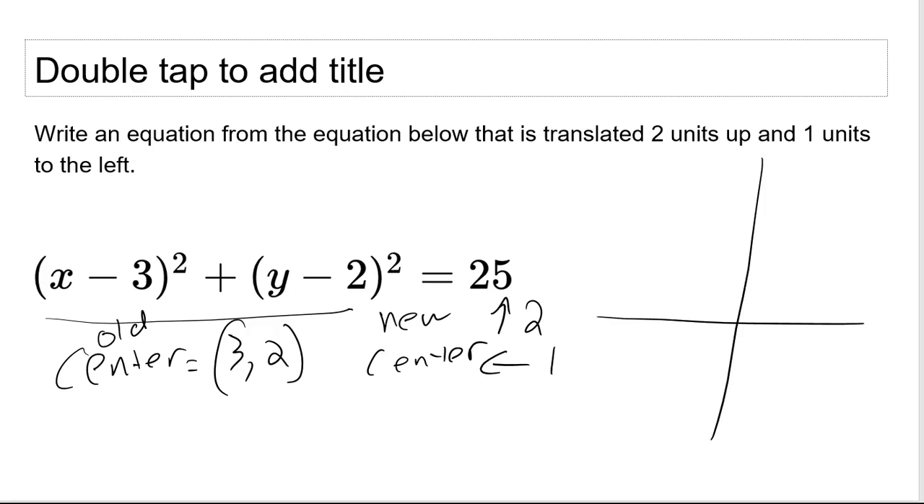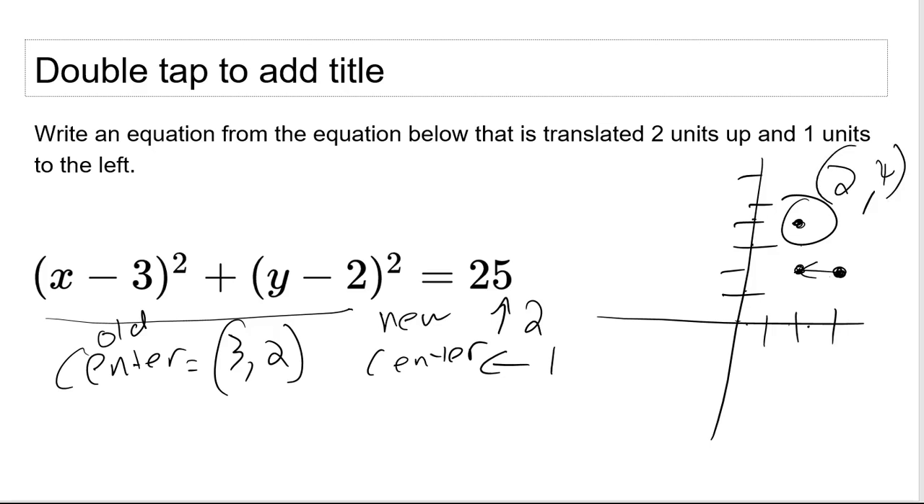So one way to do this, I would go 1, 2, 3, 1, 2. So my point should be roughly right there. My new one's going to be left 1, so it's going to be right here. And I'm going to go up 2, so it'll be 1, 2. So right about here. So this is my new point. So if I go 1, 2, it'll be 2, 1, 2, 3, 4, 4. That's my new point.